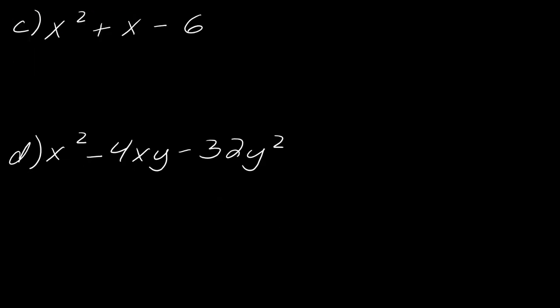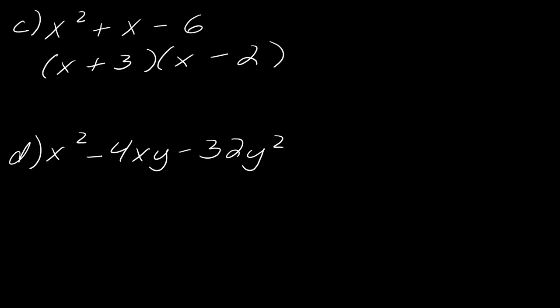Okay, so let's try these two examples. Again, you can pause the video here. And so in this case now, I need something that's going to give me -6, but it will ultimately give me 1x, positive 1x in the middle. So what that tells me is that one of these numbers has to be positive and one of them has to be negative. So in this case, this is going to be 3 and -2.